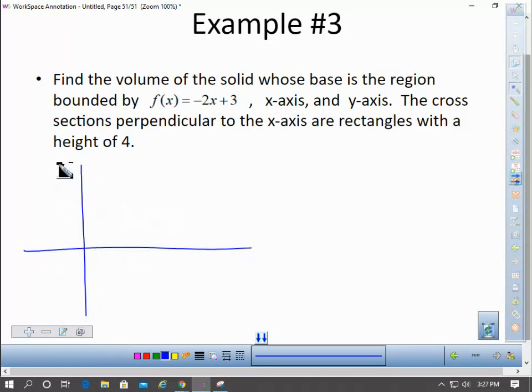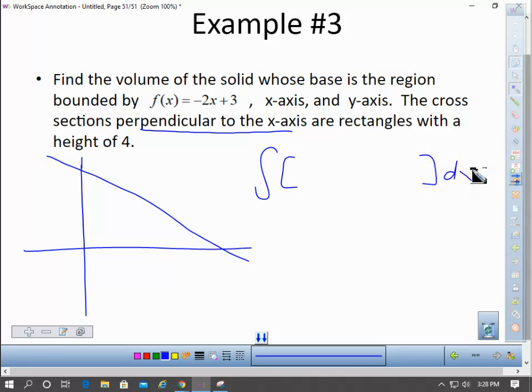So I wanted to do multiple problems doing the same thing. All right, so our picture would be less complicated. So I'm doing negative 2x plus 3 again, the x-axis and the y-axis. So we're doing this triangle again. We're going to do cross sections perpendicular to the x-axis. Woohoo, we're in x's. So we're doing something dx because we're perpendicular to the x-axis.